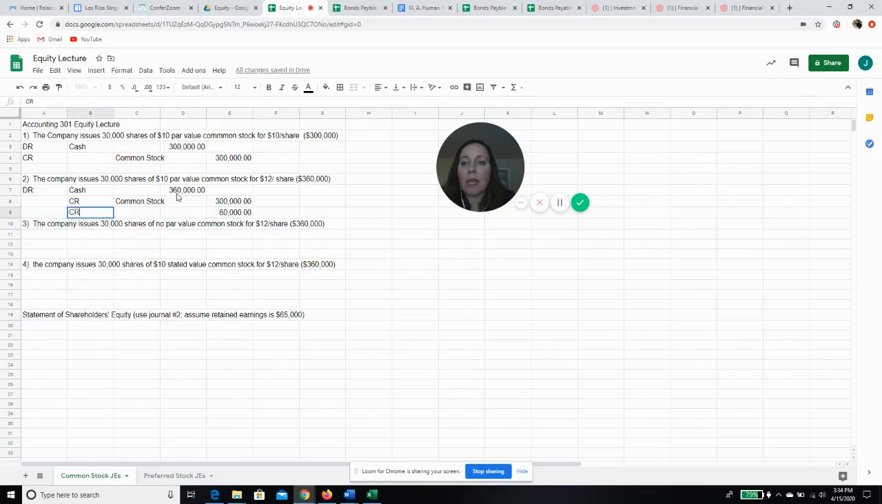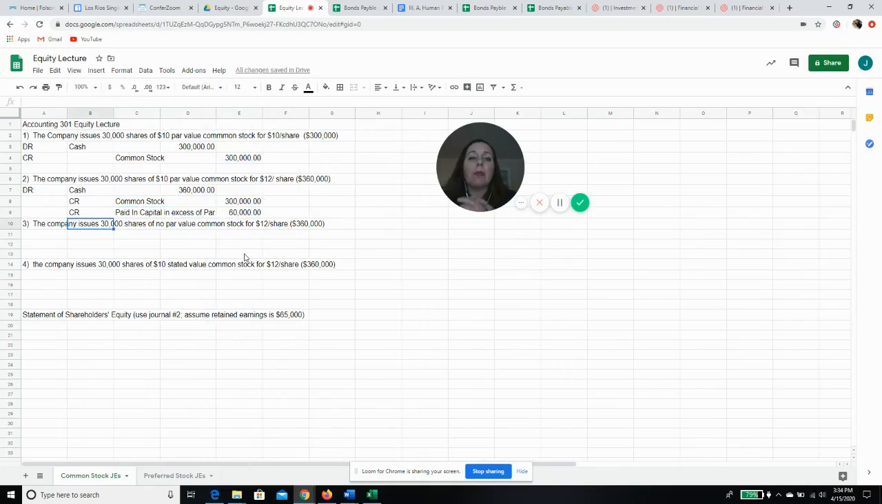And that is going to be a credit to something that we call paid in capital in excess of par. All right, let's make this a little bigger so we can see that whole thing. Paid in capital in excess of par is basically where we track all the amounts we received when we issued par value stock for amounts above par value. In this case, we had $10 par value stock. We issued it for $12 a share. So we got $60,000 more than par. And we're going to put that in an account called paid in capital in excess of par.